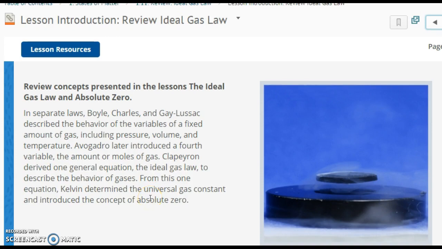Review ideal gas laws. Review concepts presented in the lessons, the ideal gas law and absolute zero. In separate laws, Boyle, Charles, and Gay-Lussac describe the behavior of the variables of a fixed amount of gas, including pressure, volume, and temperature. Avogadro later introduced a fourth variable, the amount or moles of gas. Clapeyron derived one general equation, the ideal gas law, to describe the behavior of gases. From this one equation, Kelvin determined the universal gas constant and introduced the concept of absolute zero.